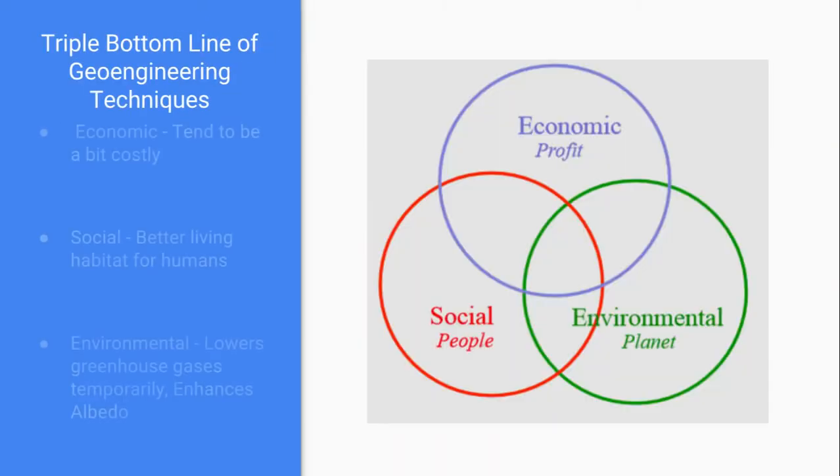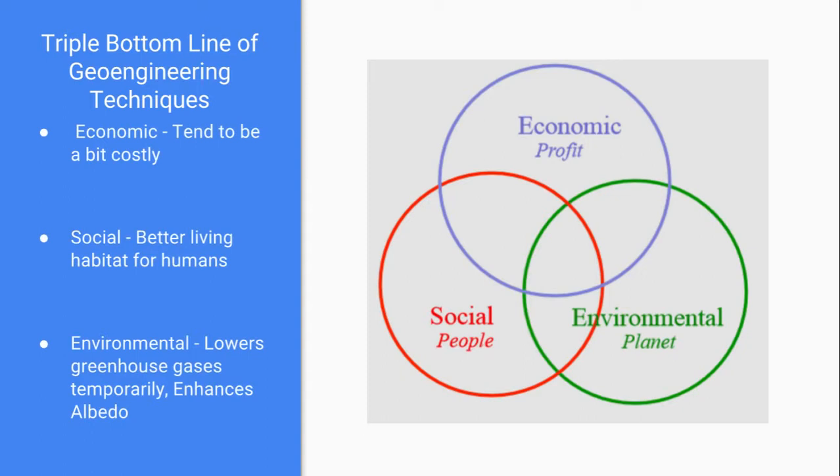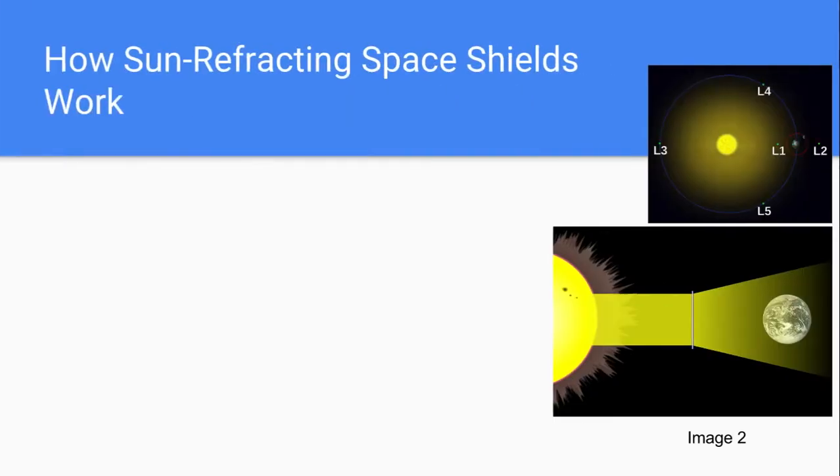The triple bottom line for green engineering techniques: economics. It tends to be a bit costly, but scientists believe that it'll pay off in the long run. The social aspect is that it's a better living habitat for us, and the environmental aspect is that it lowers greenhouse gases temporarily. First, we're going to talk about sun-refracting space shields.